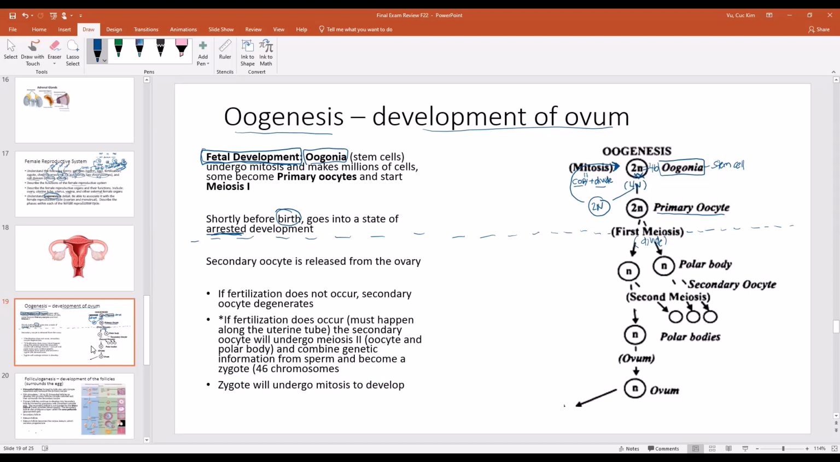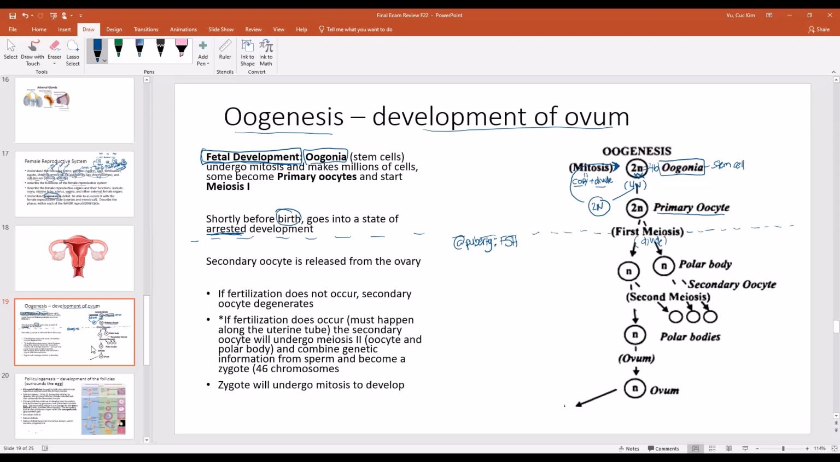When does this process restart? Puberty. Perfect. So at puberty, what's happening? Hormones start. The hormones are getting high, and in particular, what hormone am I talking about? FSH. That's right. What does FSH stand for? Follicle stimulating hormone. It stimulates the follicles to develop.